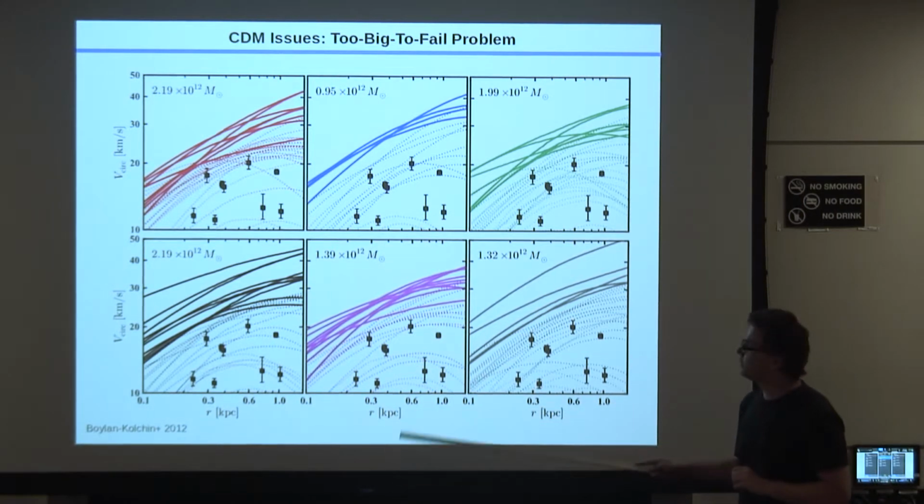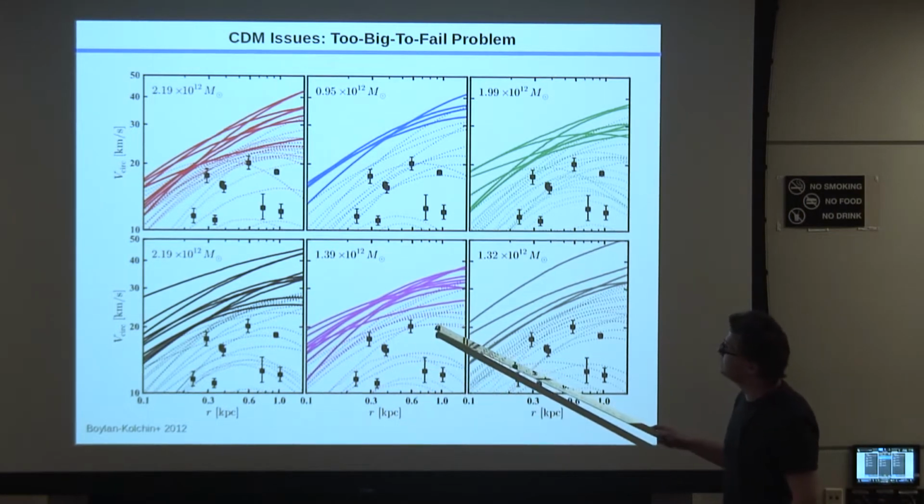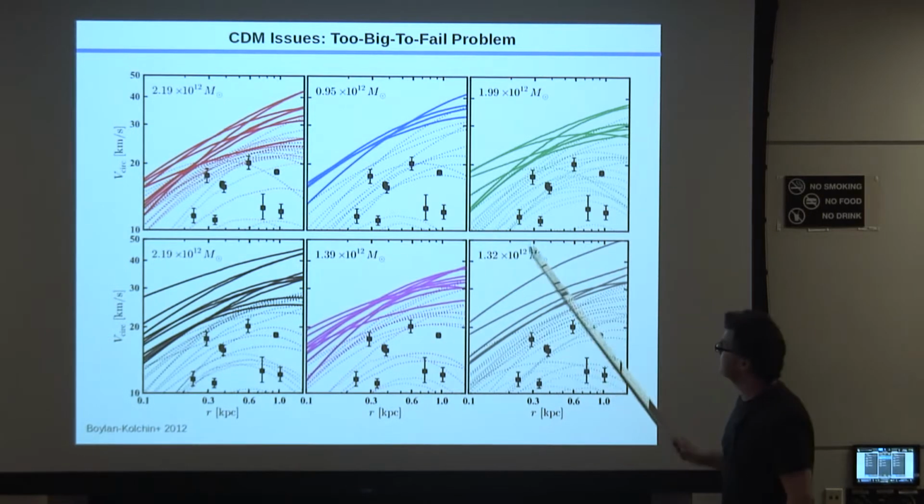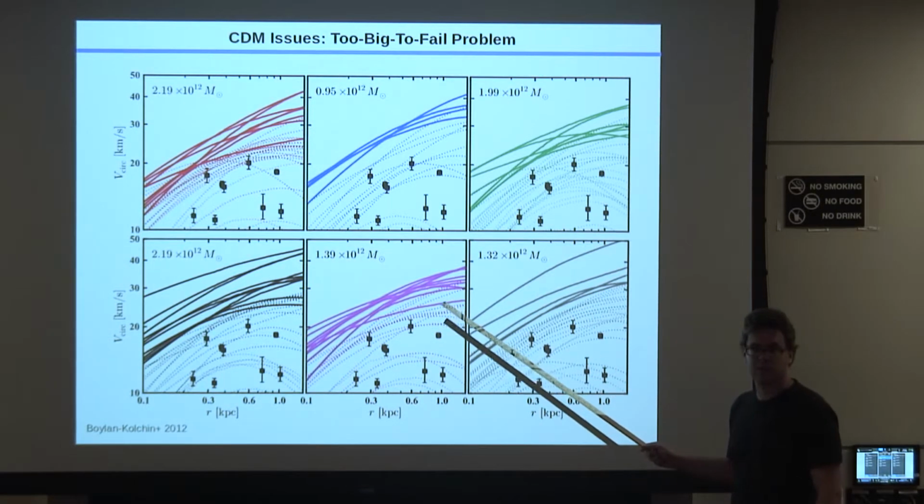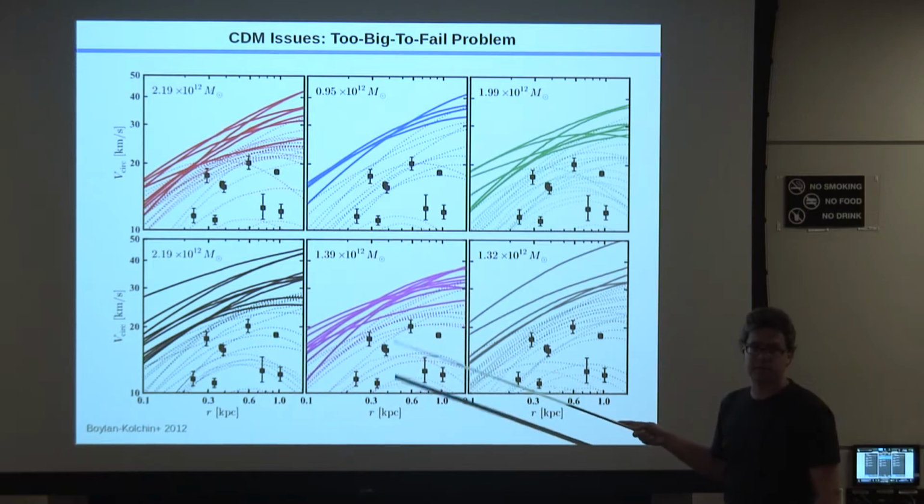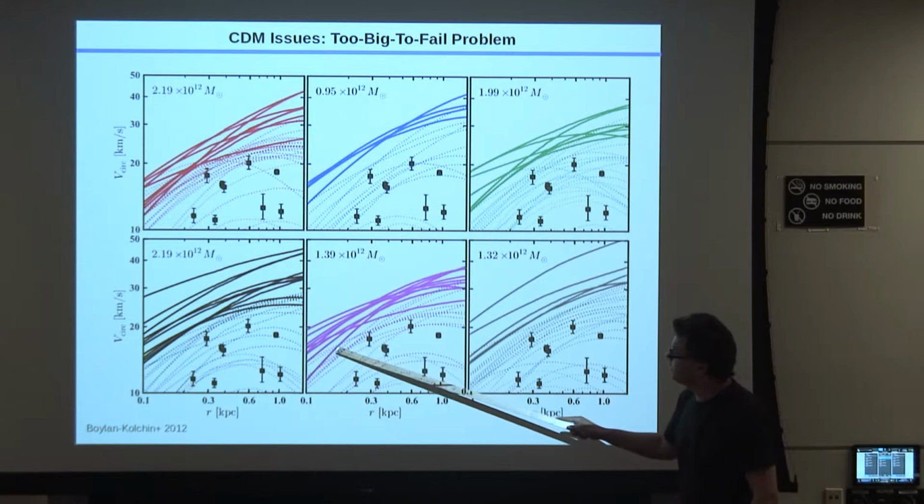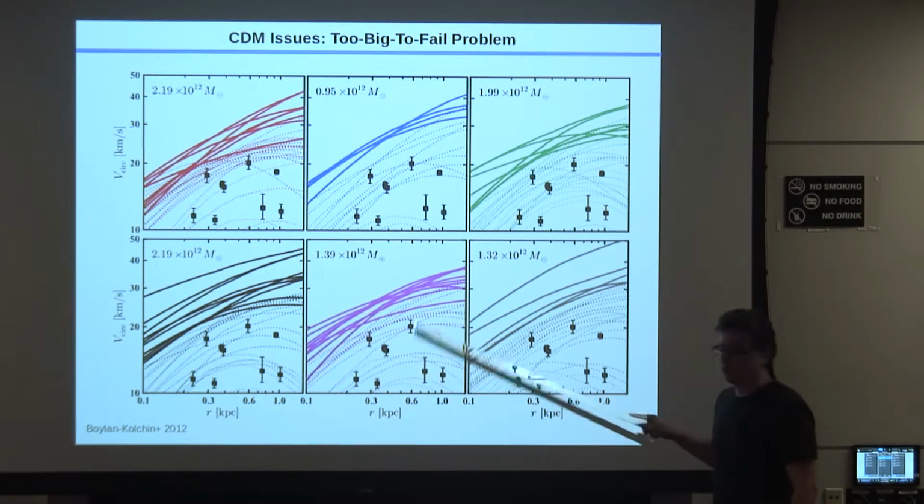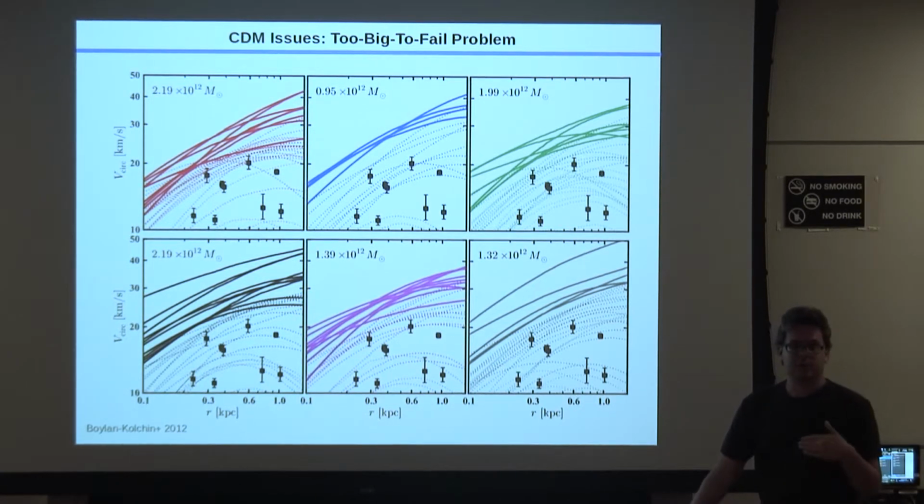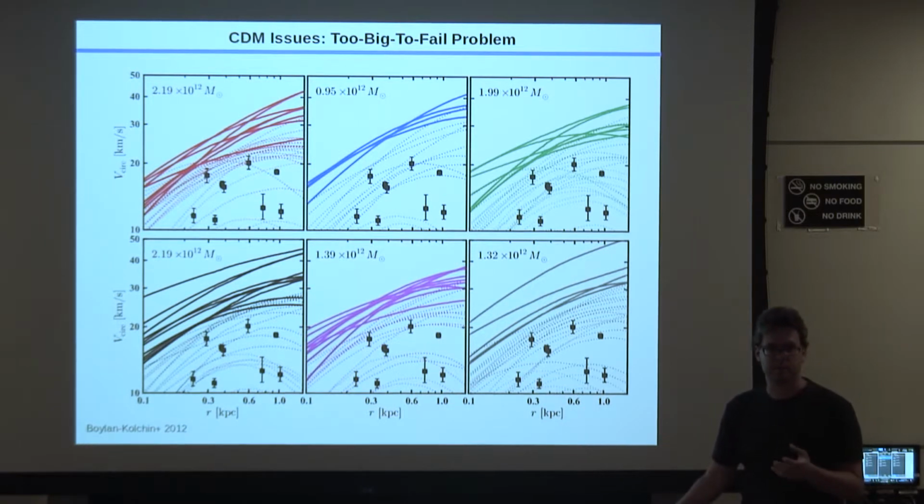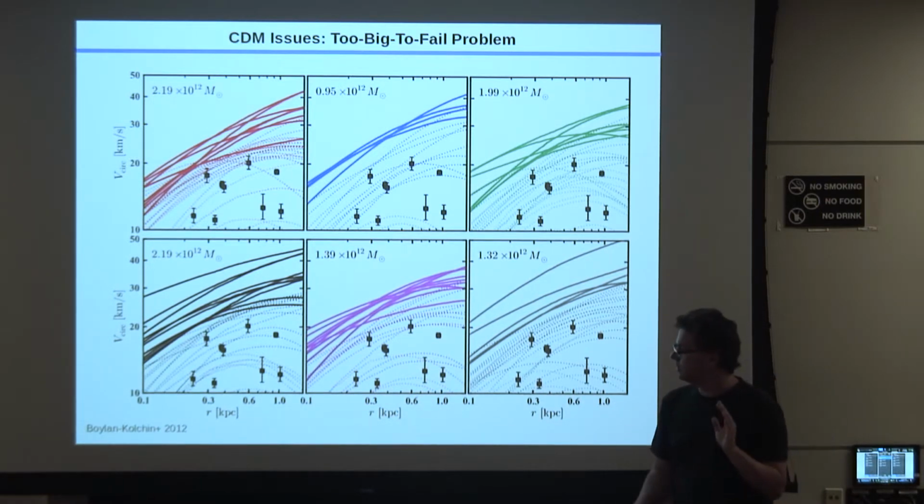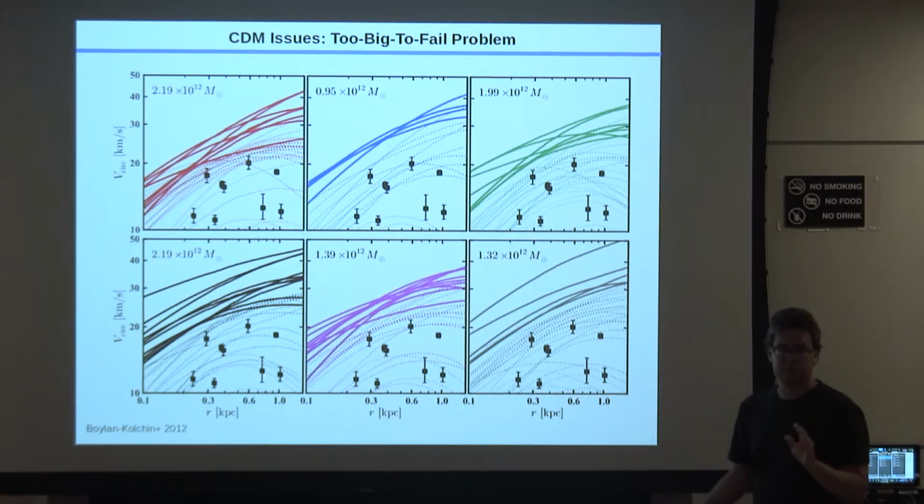In addition to these data points, what you also see is a bunch of lines here. The reason why there are 6 panels is that the lines come from simulations, from 6 different simulated halos, Milky Way-like halos. And what they show is the circular velocity profile, for the thick ones at least, of the most massive subhalos in the simulation. So if you only look at the thick ones, these are the enclosed mass profiles of the most massive subhalos in the simulation.